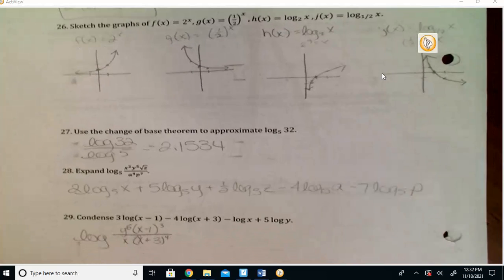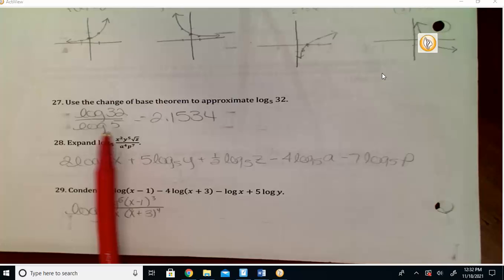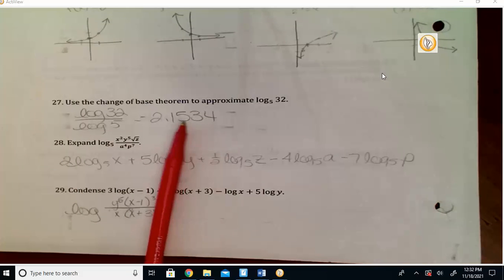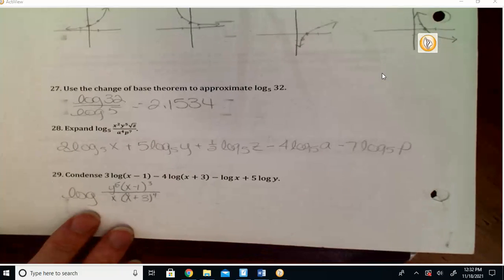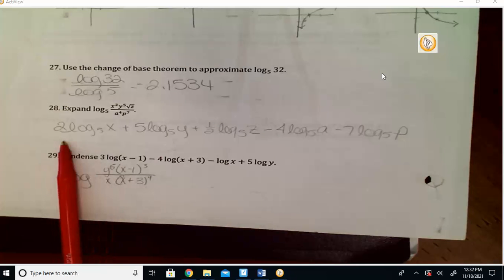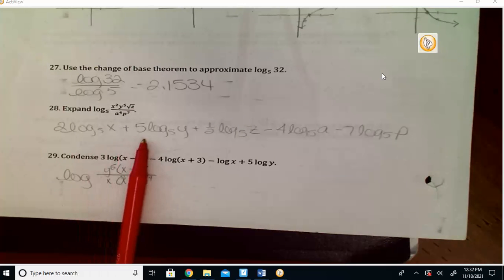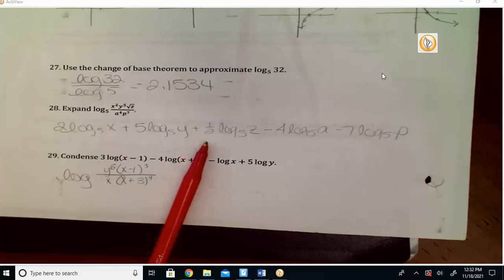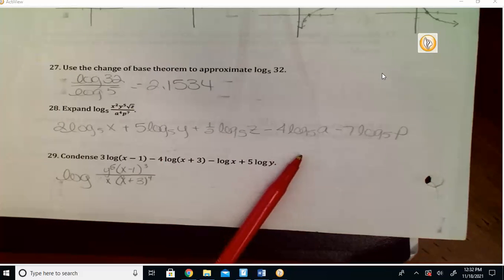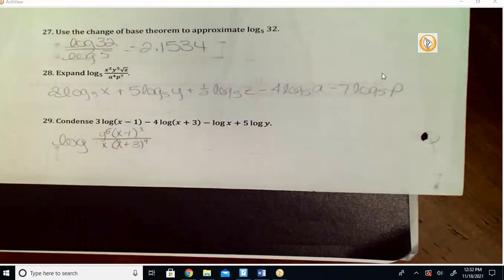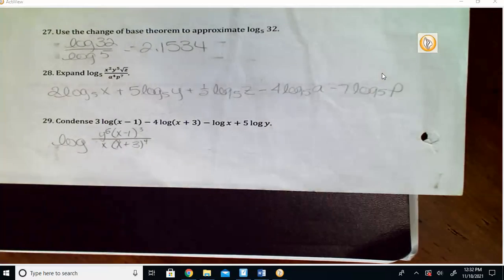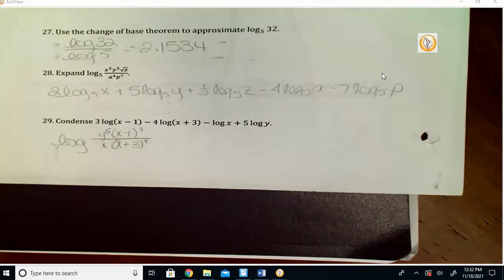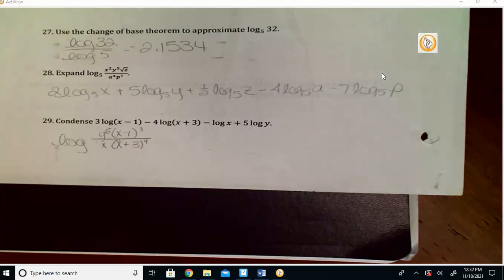Number 27, I would say you had to show work on the test for that, so you have to show the change of base formula, so that's 2.1534. 28, expanding, so 2 log base 5 of x plus 5 log base 5 of y plus 1/2 log base 5 of z minus 4 log base 5 of a minus 7 log base 5 of p. And 29, you condense it. You have 1 log out in front, y to the 5th, x minus 1 cubed, over x times x plus 3 to the 4th.